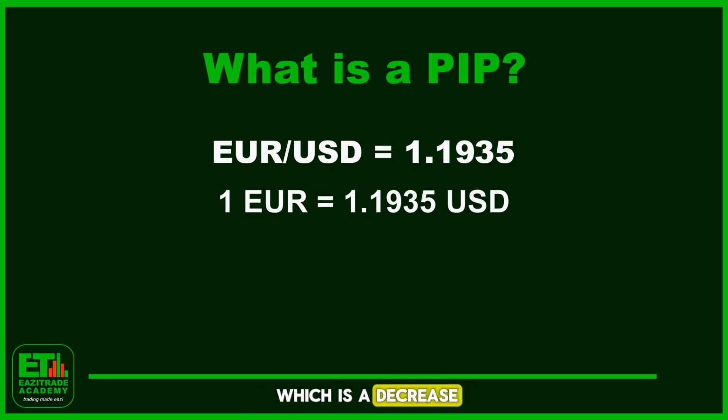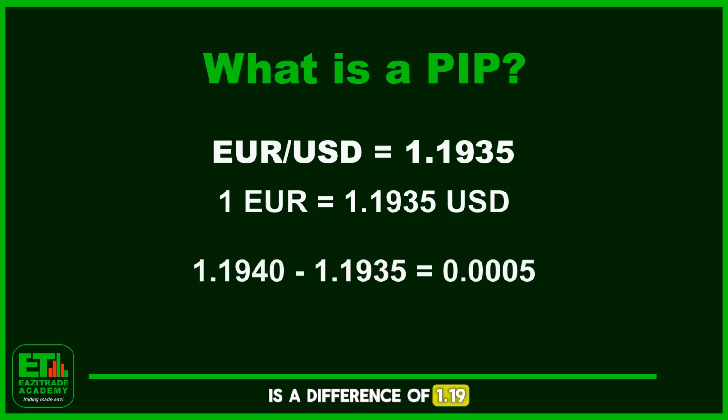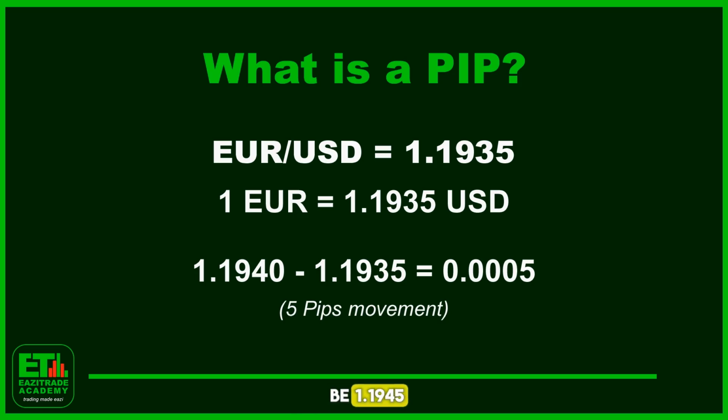If the rate changes to 1.1935, which is a decrease, it means that there is a difference of 1.1940 minus 1.1935, which will give us 0.0005, which is a 5 pips decrease. So if there was an increase, it would be 1.1945.